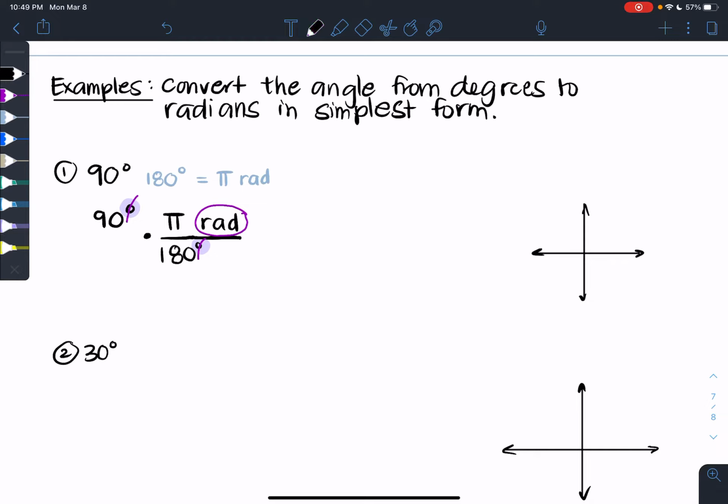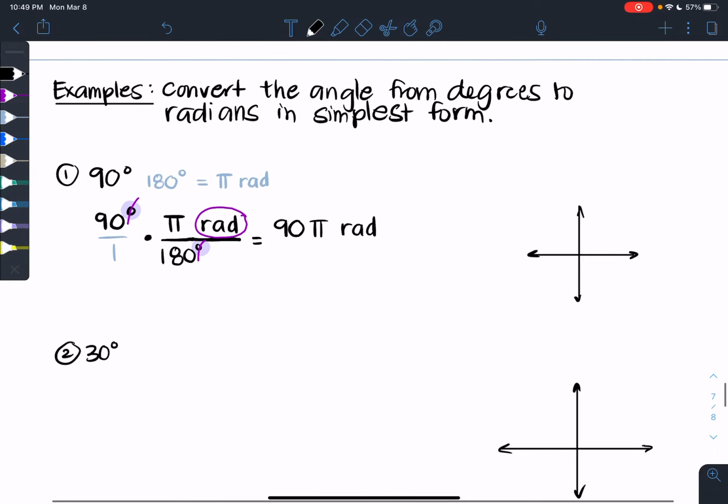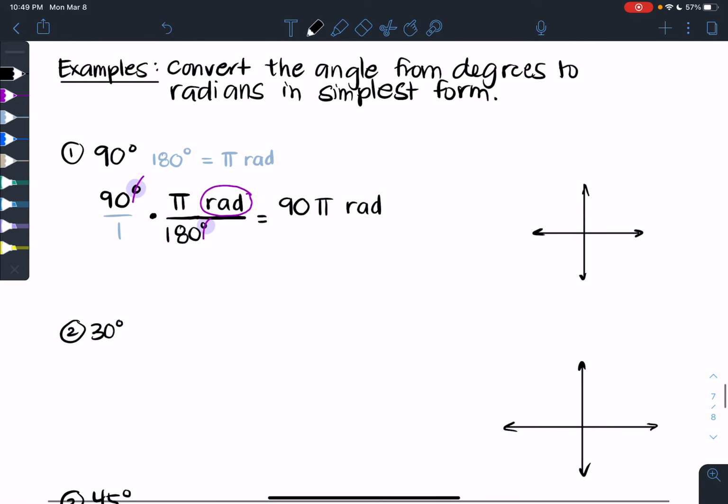All that's left for us to do is multiply and simplify. So when we multiply, this is technically 90 degrees over 1, so we multiply across and we get 90 times pi, which is 90 pi radians over 180. Again, what happened to the degrees? They canceled, and all we're left with is radians. Cool.